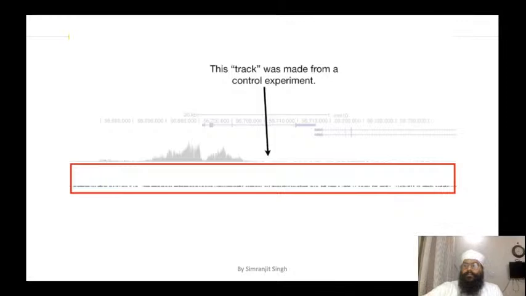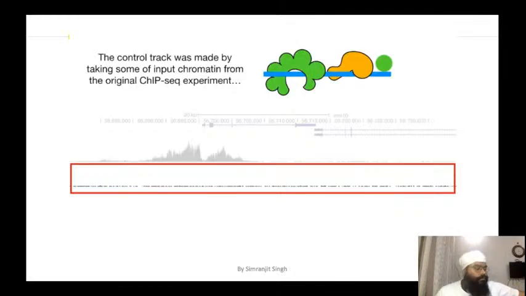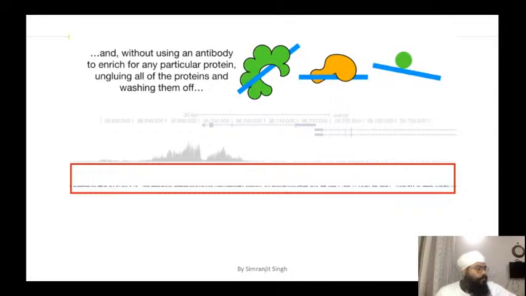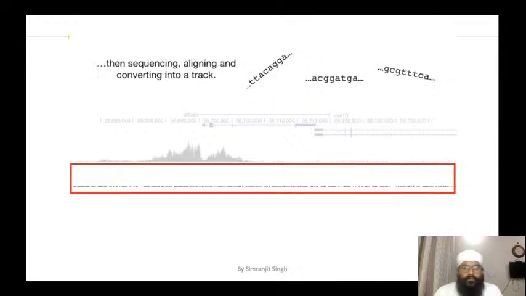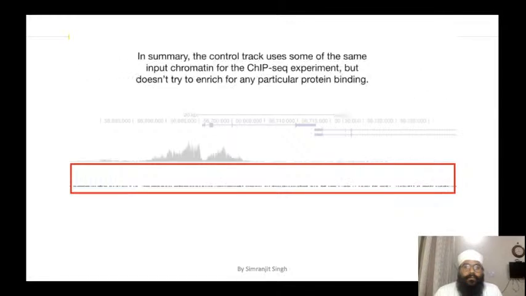This track was made from a control experiment. The control track was made by taking some of the input chromatin from the original ChIP-seq experiment, and without using an antibody to enrich for any particular protein, ungluing all the proteins and washing them off. Then sequencing, aligning, and converting into a track. In summary, the control track uses some of the same input chromatin for the ChIP-seq experiment, but doesn't try to enrich for any particular protein binding.